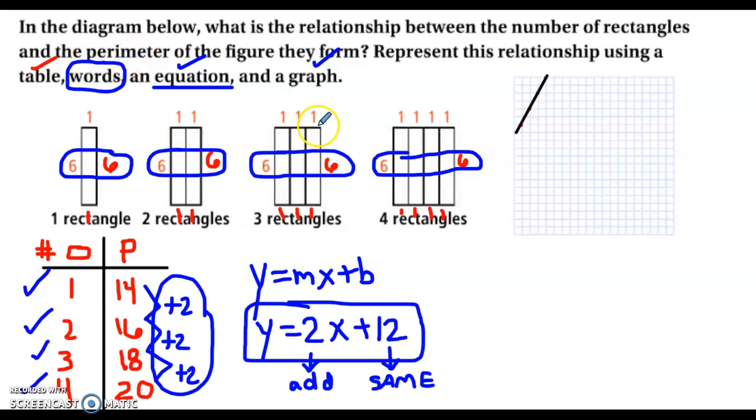So it's linear, I can tell, because the table, the dependents always go up by a constant, and when we make a graph, it makes a line. It's linear.